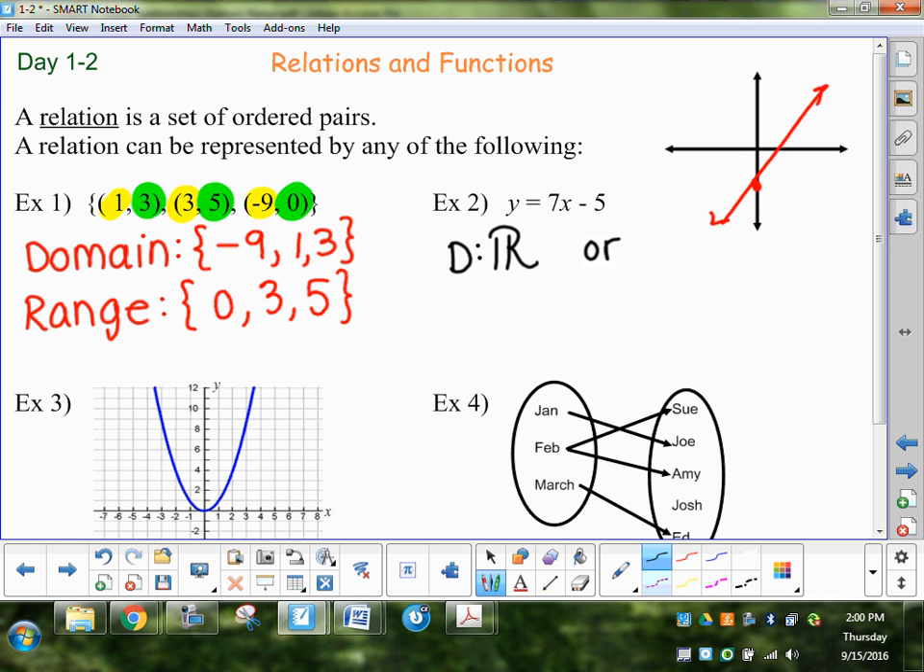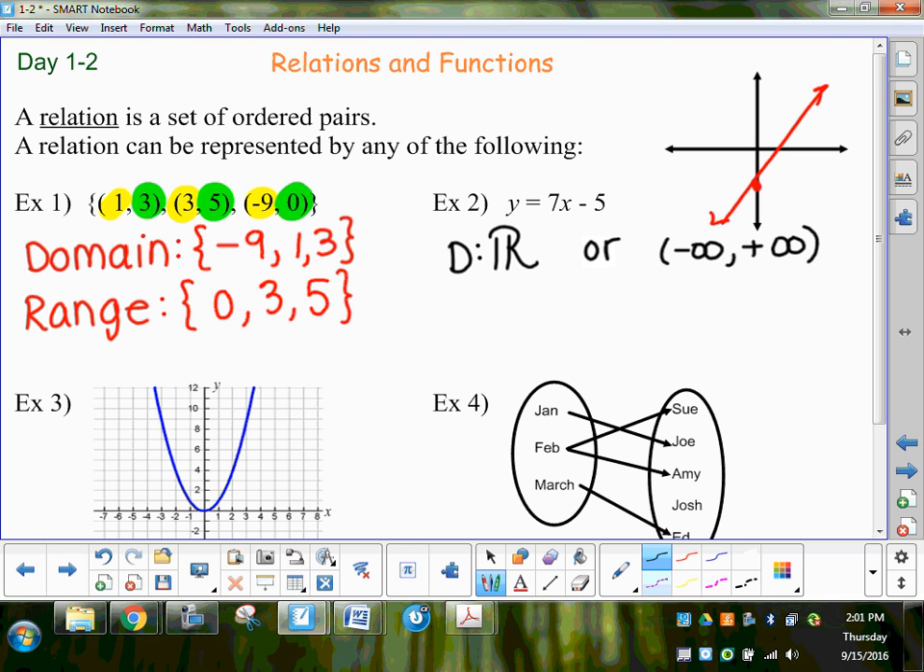You remember parentheses means it goes up to but doesn't include that value. A hard bracket means that it does. So it goes all the way out, and it always goes lower bound, comma, upper bound. This goes all the way out to negative infinity. So we'd say the domain is everything going to the left, no gaps, and then it continues going to the right. That means my domain is negative infinity to positive infinity. That's what the interval notation would tell us.